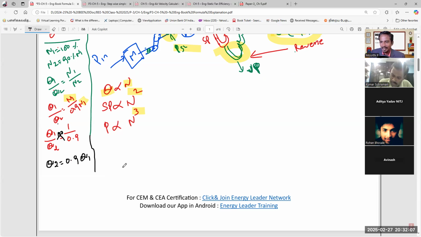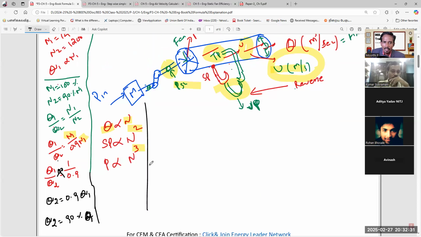Now what is the meaning? This is 90% of Q1. Same concept. Q2 equal to 90% of Q1. Understand? Rohan? 0.9 is the value, 90 means percentage. Q2 equal to 90% of Q1. Same, another one you have to calculate.